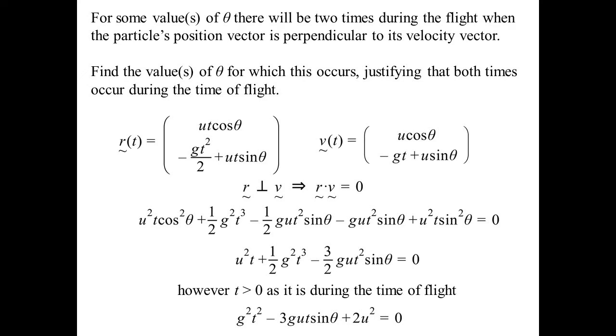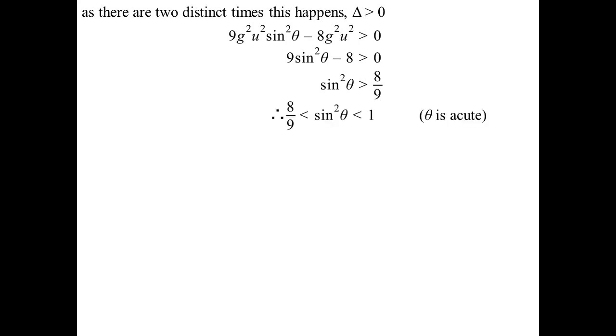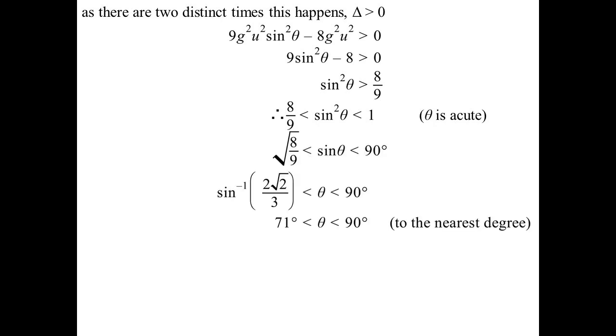Okay, as there are 2 distinct times this happens, because it's saying for some values of theta there will be 2 times, the discriminant of that quadratic, so you don't actually have to solve it straight away, I can just look at the discriminant, that's got to be greater than 0. That ends up with sine squared theta is greater than 8 on 9. Thus, sine squared must be in between 8 on 9 and 1, because it can't be bigger than 1. Theta is an acute angle as well. That's the other thing we know.